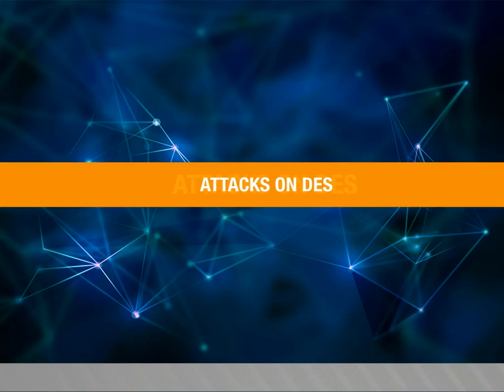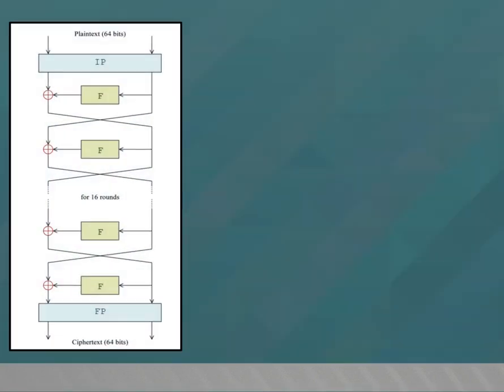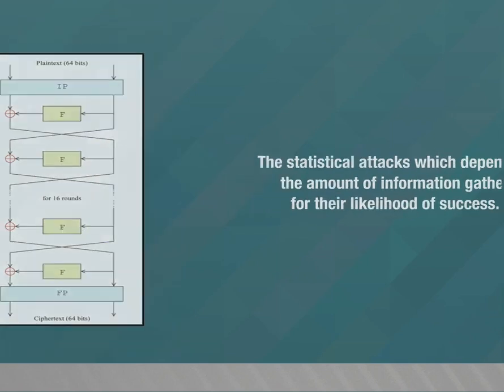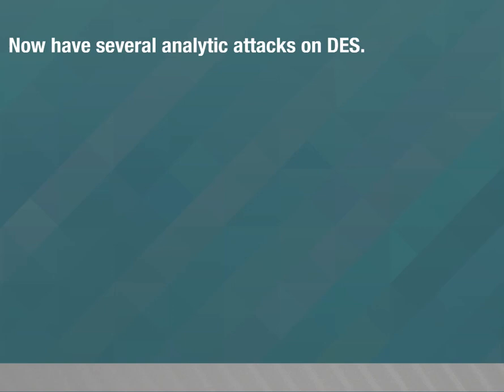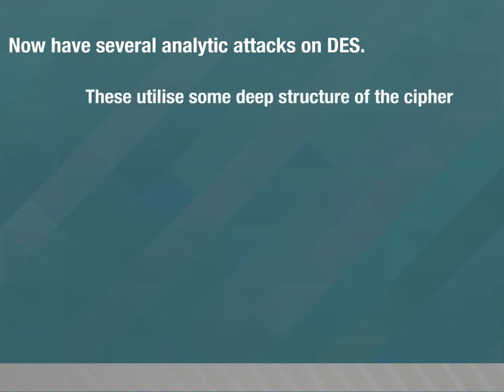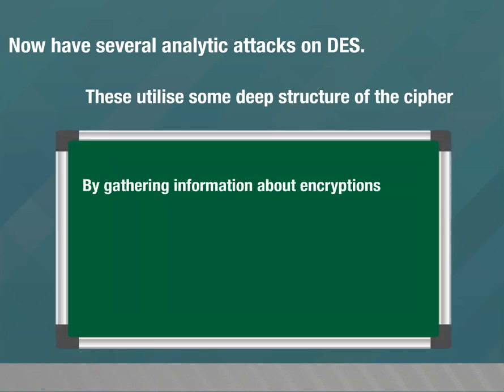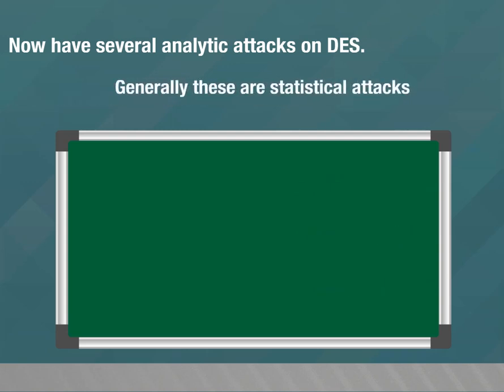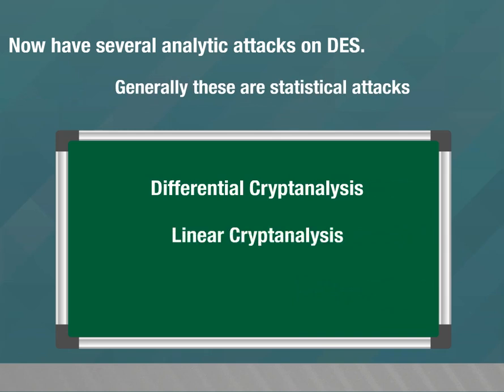Attacks on DES. In this video, we are going to see attacks on DES. The statistical attacks, which depend on the amount of information gathered for their likelihood of success, now have several analytic attacks on DES. These utilize some deep structure of the cipher. By gathering information about encryptions, one can eventually recover some or all of the sub-key bits, and if necessary, then exhaustively search for the rest. Generally, these are statistical attacks: differential cryptanalysis, linear cryptanalysis, related key attacks.